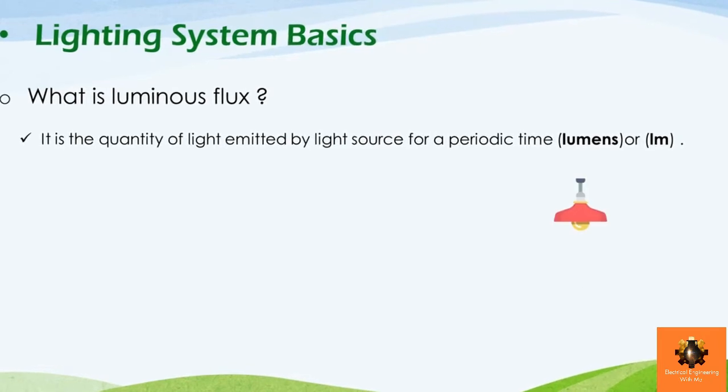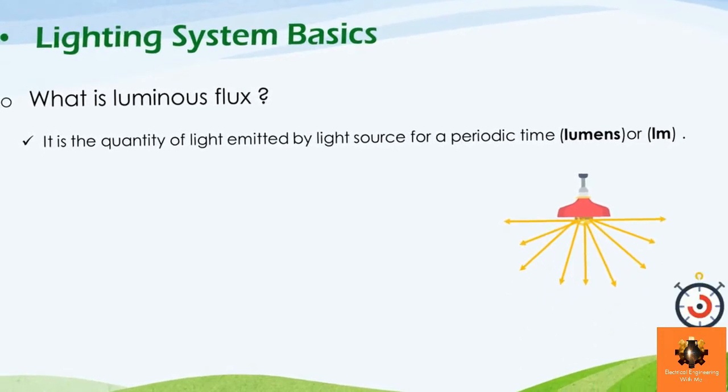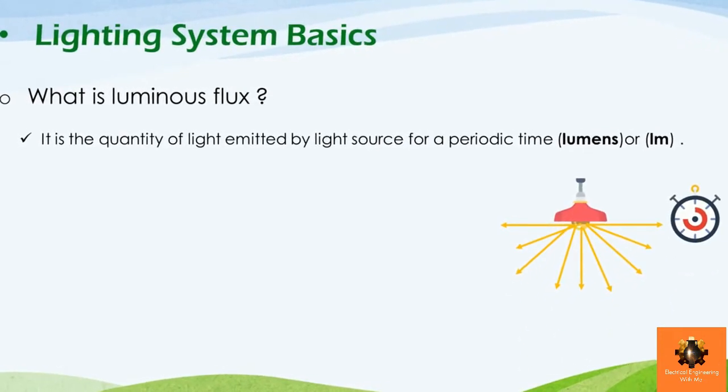So if this is a light source, the quantity of light that is emitted by that light source for a specific period of time is the luminous flux. And its mathematical relation is that one. Here the symbol of the luminous flux is phi, and it's equal to Q over T, where Q is the quantity of light emitted and T is the period of time at which this quantity of light is emitted.